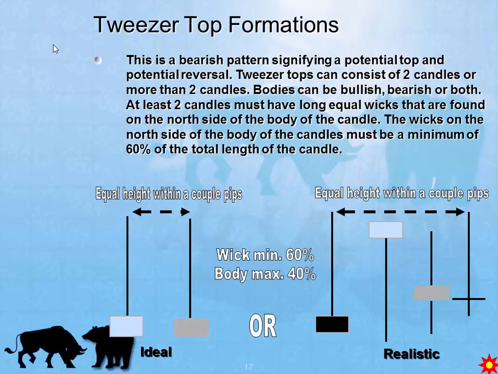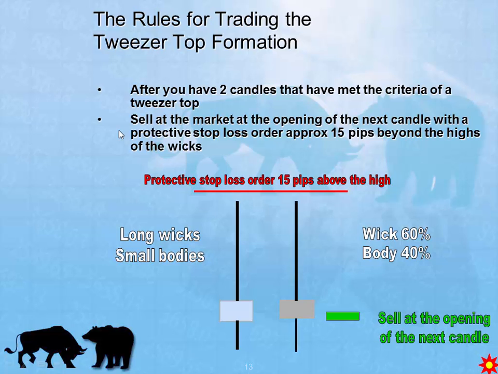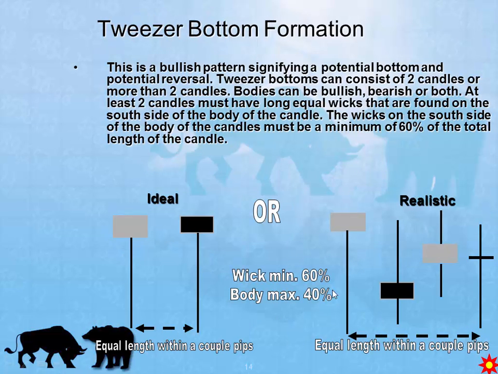Okay, let's look at another pattern. We have a tweezer top formation. When you have two long wicks, very little body, and the wicks are very close to each other. For example, here, long wick, right near, close to each other. Very strong bearish formation here. Now, you want to put your stop above these wicks. Strong move to the downside.